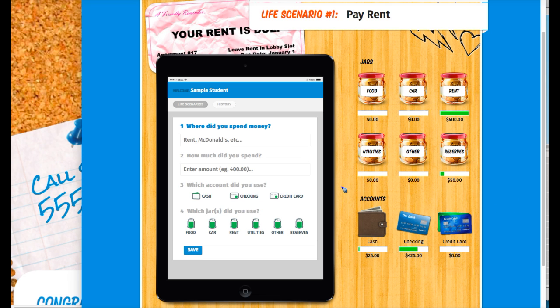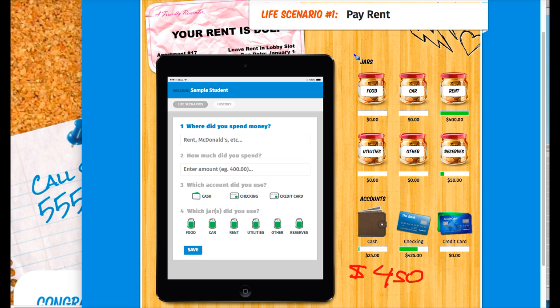What's happening here is the accounts, these are my total money. So that's the total amount of money that I have right now. I've got $25 in cash and $425 in my checking account. So I have a total of $450 to my name. Again, my $450 is broken up: $25 in my wallet, $425 in my checking account.